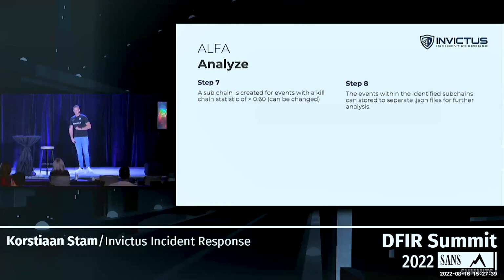Step 7: for each chain of events, it will generate the kill chain statistic, and if it's higher than 0.6, it will be available for export. Then with one command, and I'll show you, it automatically exports all these subchains to a separate file. In that separate file, you should only have events, in an ideal world, that are interesting.